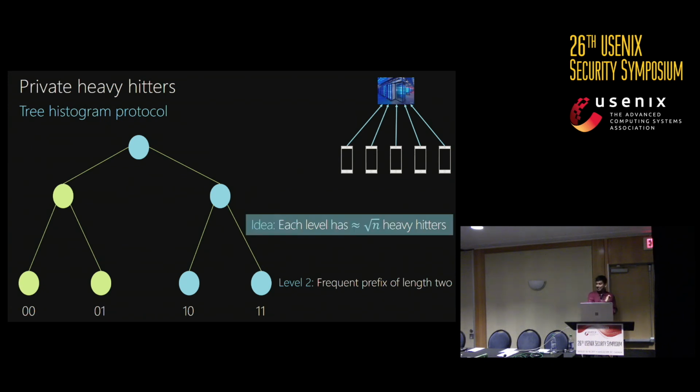Now the idea is that there can be at most root n such nodes in every level, because the frequency of each term is at most root n. We are looking at heavy hitters of size root n, and there are n data samples, so there can be at most root n nodes at each level which I need to open up, and that's pretty much the algorithm.